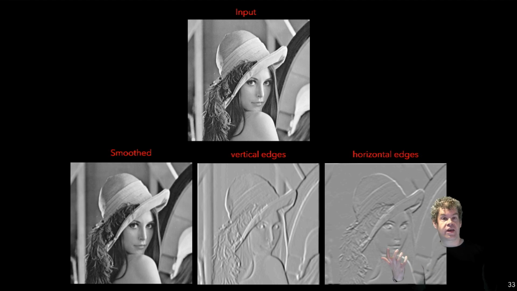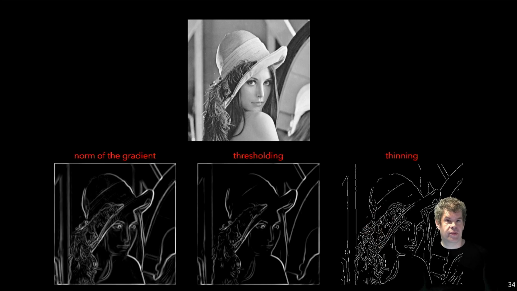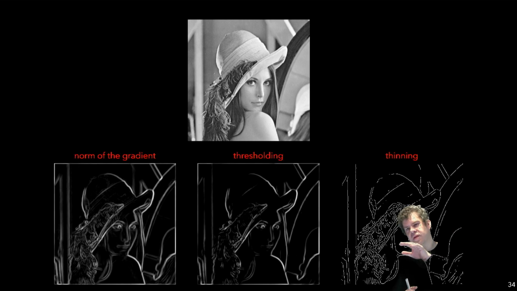I can compute the length of that vector, and that's the norm. This is the norm of the gradient. This is the length. This is a quantity that tells me how much of an edge there is. And then I do thresholding. Anything below a threshold is probably a rather smooth edge, which is not really an edge, or it's maybe still some leftover noise.